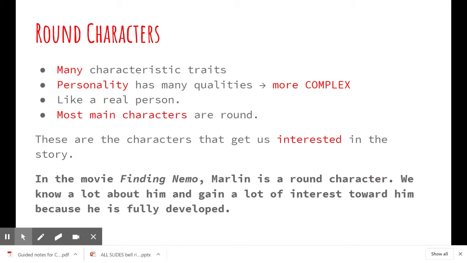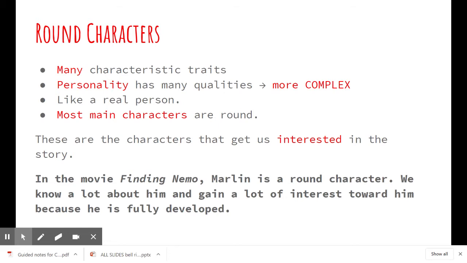So, for example, in Finding Nemo, Marlin, the dad, would be a round character. We know a lot about him. Nemo would be a round character. We know lots about Nemo. In Rikki Tikki Tavi, Rikki Tikki would be a round character because we know kind of what he's thinking and what he's feeling, and kind of can see his bravery coming through. Okay, so those are round characters.